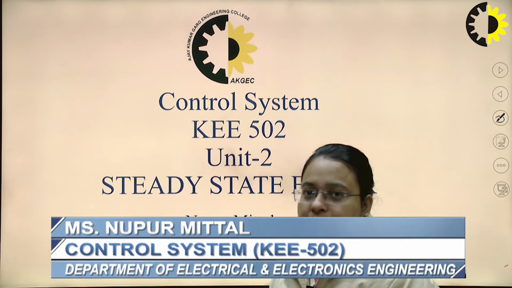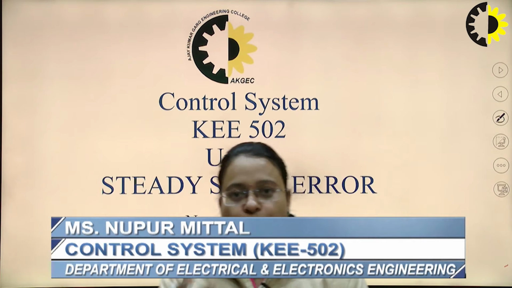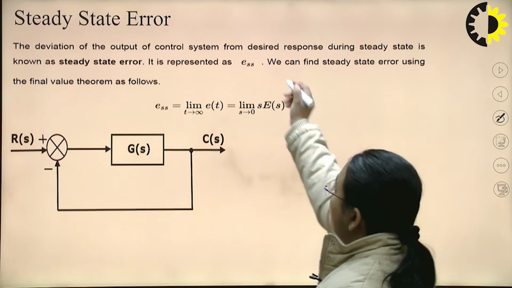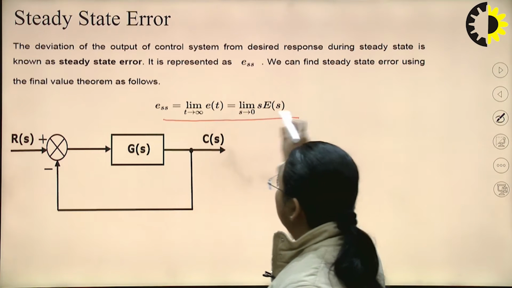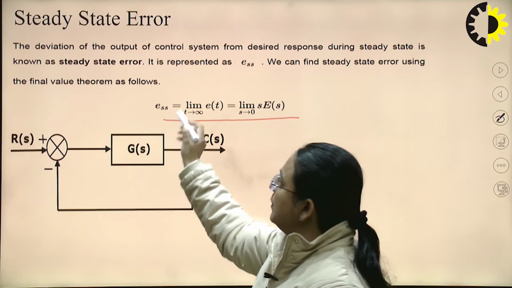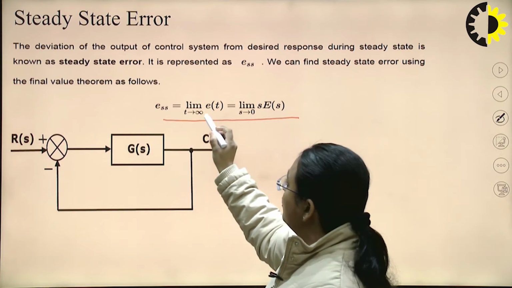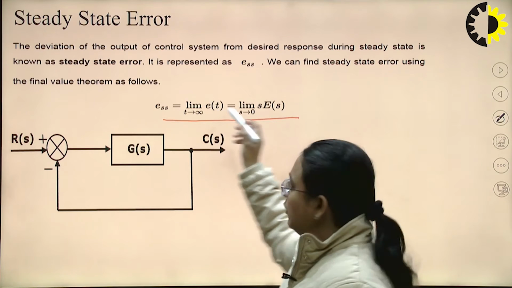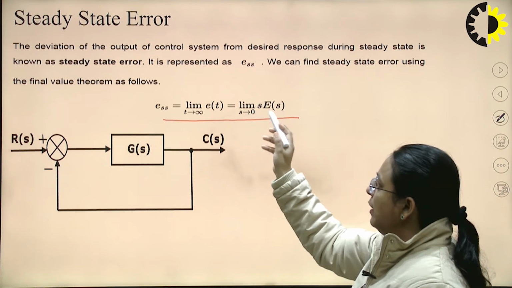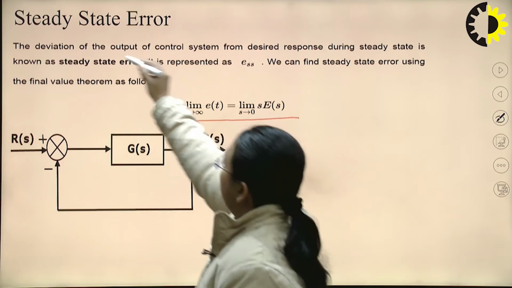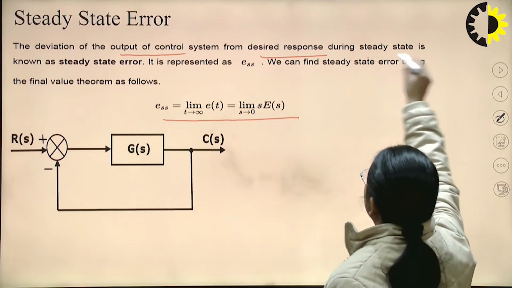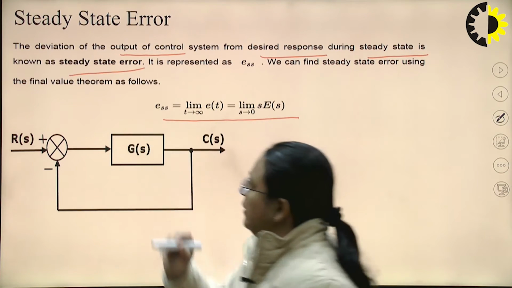So what is a steady state error? The deviation of actual output from the reference input during the steady state can be defined as the steady state error. It is represented by ESS, which equals limit t tends to infinity e(t) in the time domain, and in the frequency domain it is limit s tends to 0 s into E(s). So steady state error is defined as the deviation of the output of the control system from the desired response during the steady state.